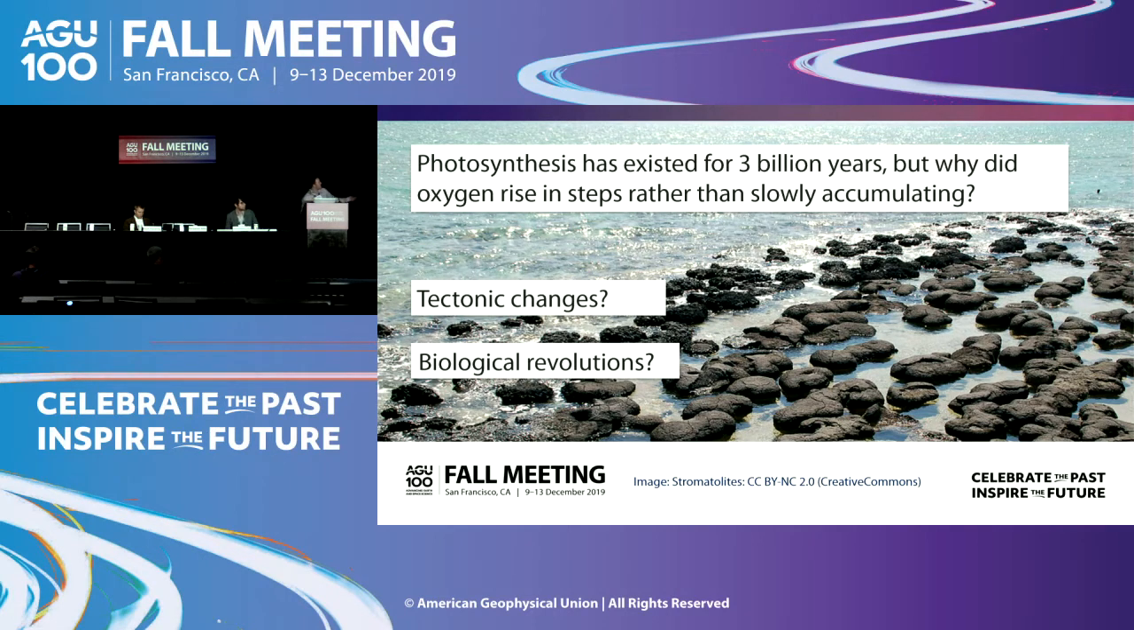So this is a picture of some stromatolites, which are sedimentary structures made by microbial mats. These are a modern relative of what we might have had 3 billion years ago. So we've had photosynthesis the whole time. We've had production of oxygen. Why has it risen in this step-like manner? And throughout the last few decades, as we've learned more about oxygen, people have started to come up with ideas about what has driven these changes.